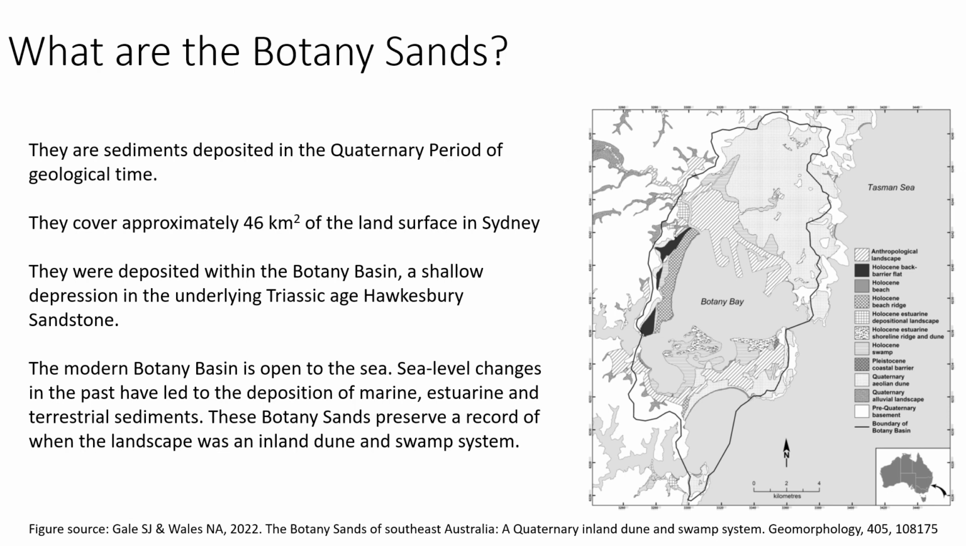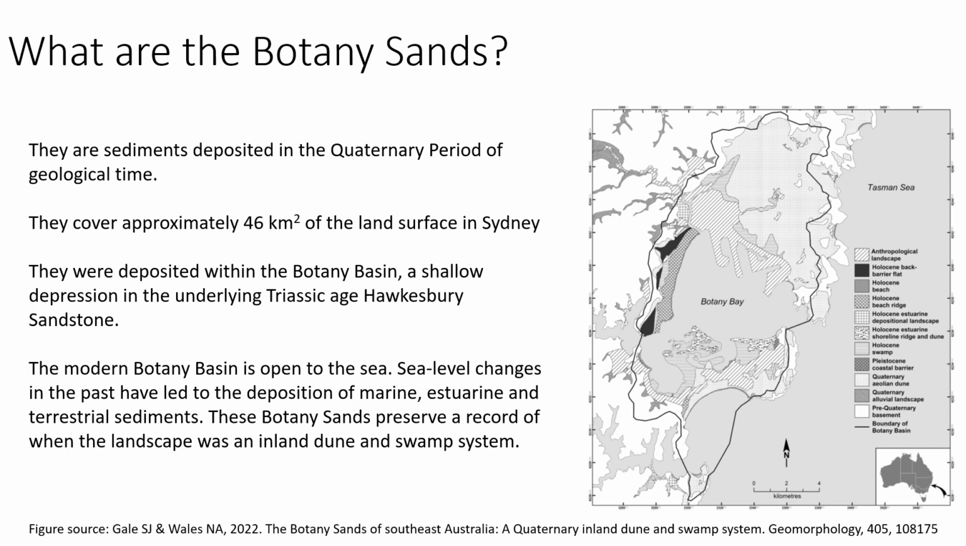This is the geology that is underneath your feet when you're on UNSW campus at Kensington. So what are the Botany Sands? They are sediments that have been deposited in the Quaternary period of geological time. And the Quaternary is the period that starts 2.6 million years ago and continues to the present day, or the Anthropocene. And the Quaternary period is the period of the Ice Ages.